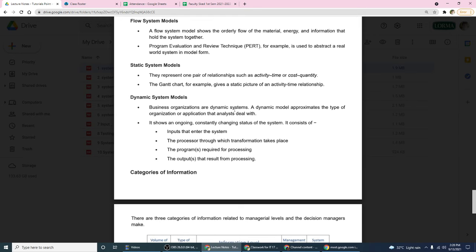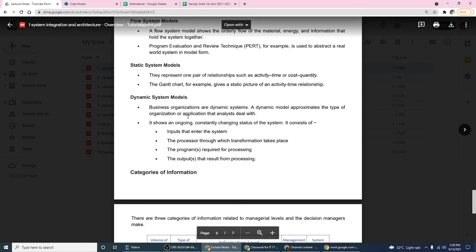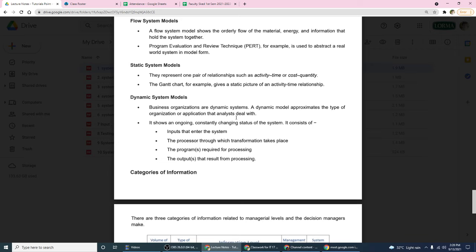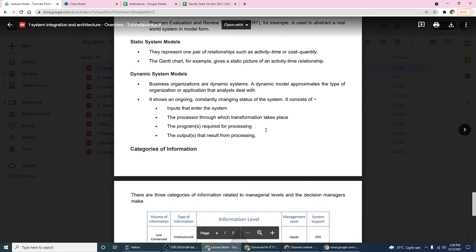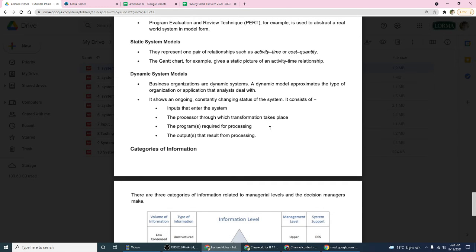Dynamic system models. Business organizations are dynamic systems. The dynamic model approximates the type of the organization and application that analysis deal with. It shows the ongoing, constantly changing status of the system. It consists of the input that enters the system, the processor through which the transformation takes place, programs required for processing, and the output that results from processing.